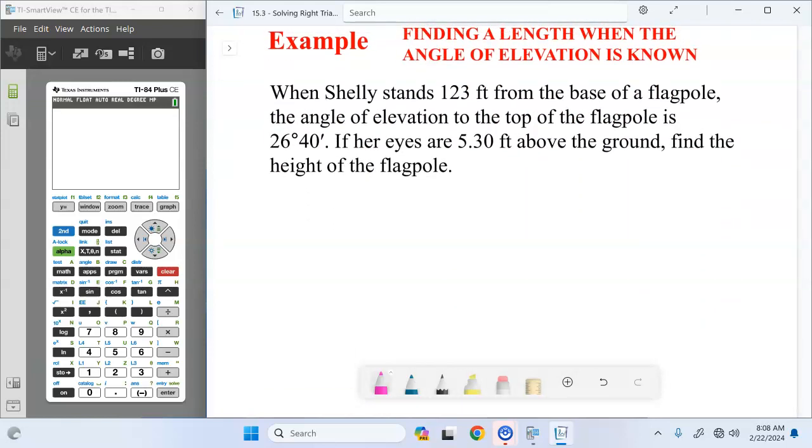So we're going to start with Shelley standing 123 feet from the base of a flagpole with an angle of elevation to the top of the flagpole of 26 degrees and 40 minutes. If her eyes are 5.3 feet above the ground, we want to find the height of the flagpole. So we're going to draw a little sketch.